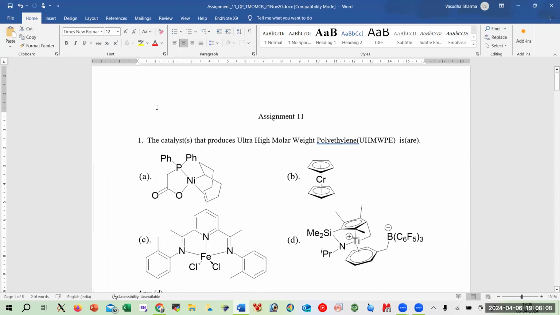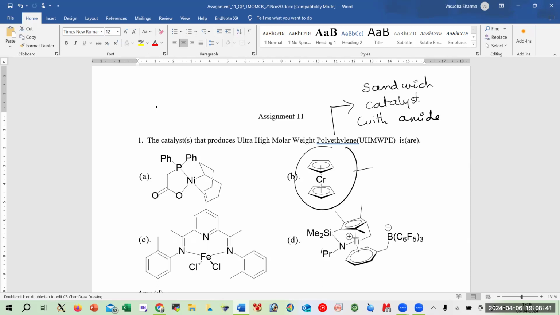The question says that the catalyst that produces the ultra high molecular weight polyethylene is an R. We have already seen that ultra high molecular weight is only obtained when we have a sandwich kind of catalyst with an amide substitution. This we have seen in case of there is no sandwich. This is not even a cyclo CP group. Only this one is a fully sandwich, and we are talking about the half sandwich actually. So this is basically your half sandwich molecule. This one only will give you the ultra high molecular weight.